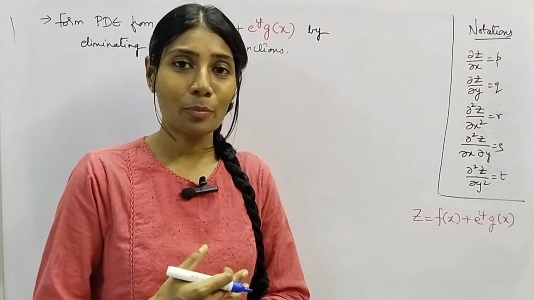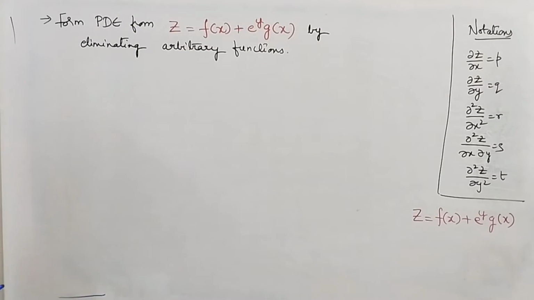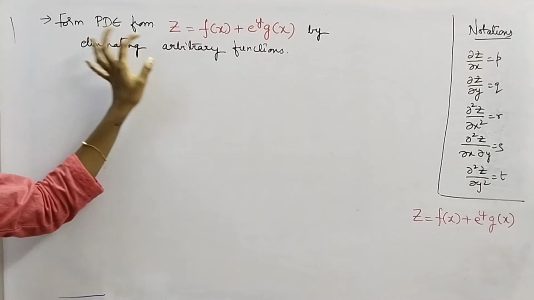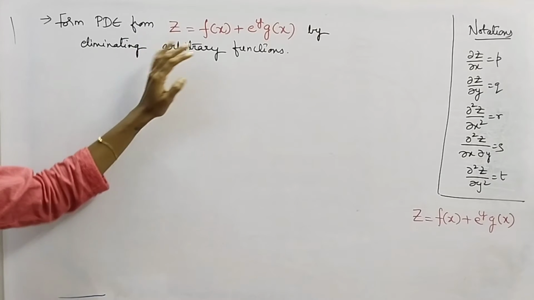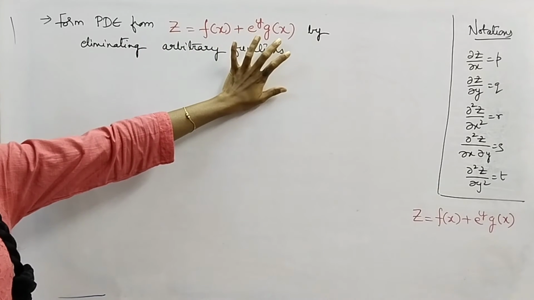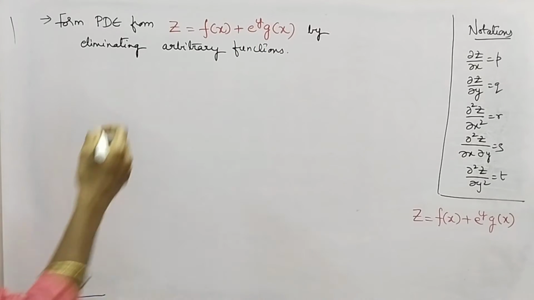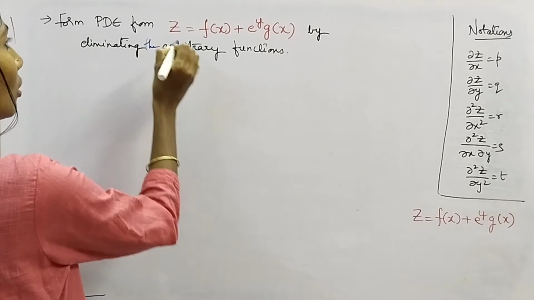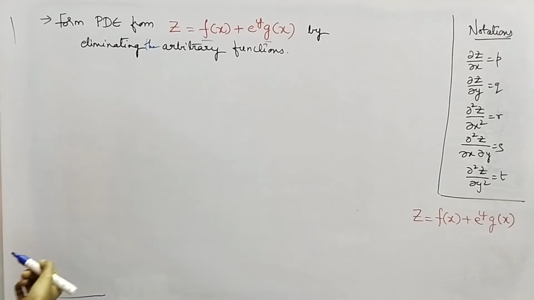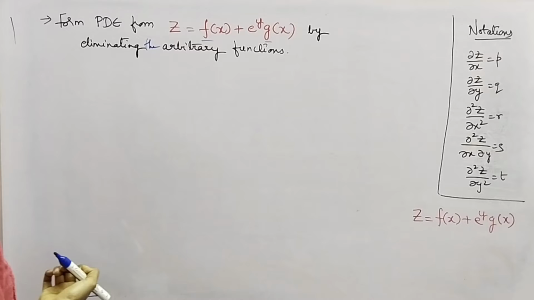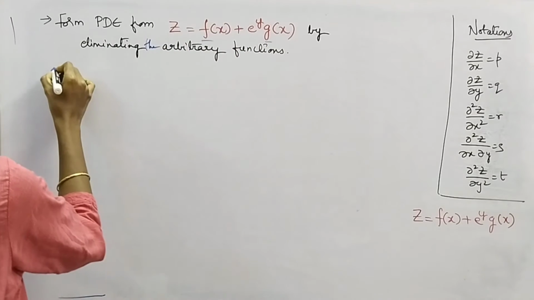In this video, we're going to see a problem from partial differential equations. Problem: form the partial differential equation from z equals f of x plus e power y into g of y by eliminating the arbitrary functions. Here f and g are arbitrary functions. We are going to find a partial differential equation by eliminating g and f from it.